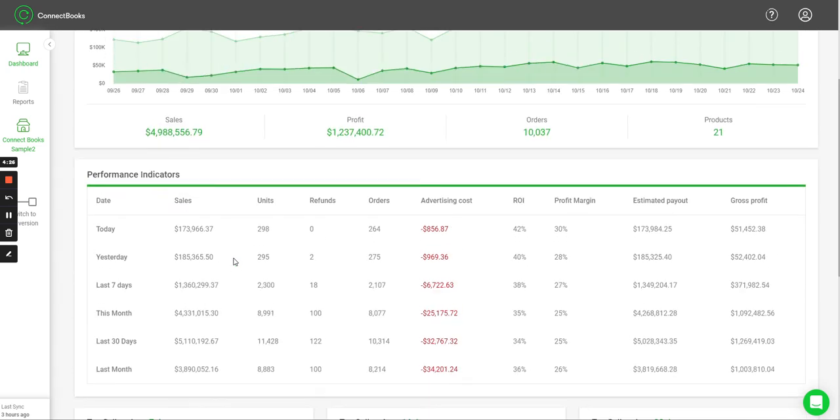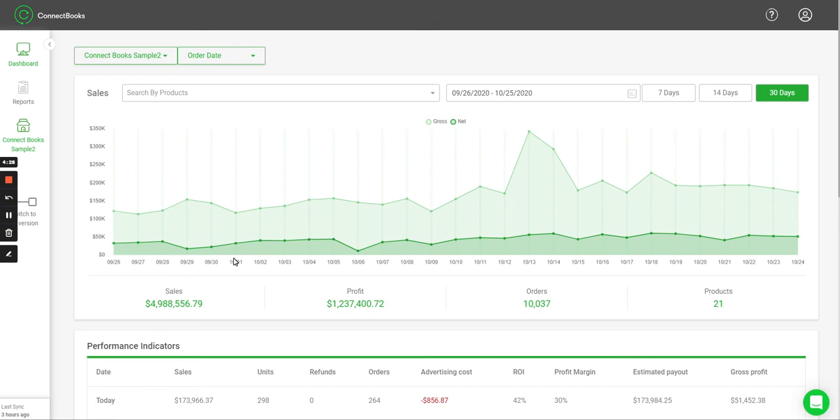Now I'm going to scroll up here a little bit and explain the top. Over here we have a drop down. This is only one sample, so there's only one store. But if you had, let's say, multiple Amazon accounts, or Amazon UK, Canada, Mexico, we would bring them all in over here.